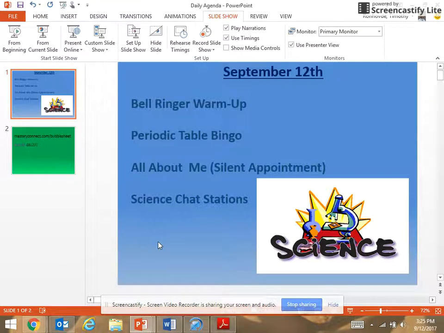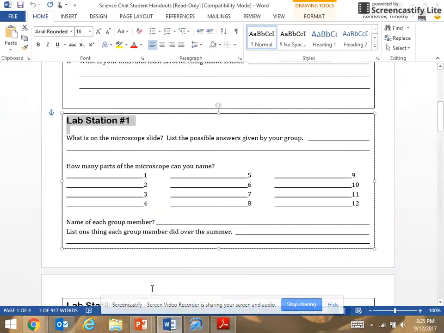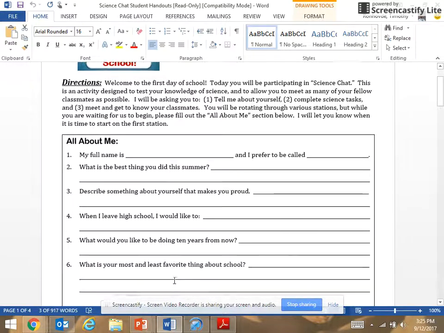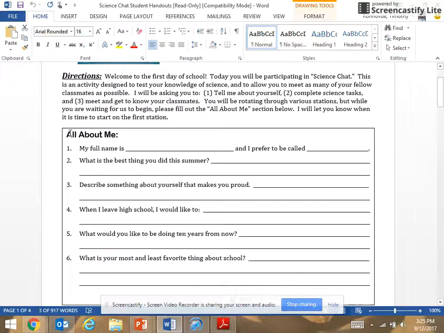Just giving you an overview of what we did on September 11th, A Day, and September 12th, B Day this week. So we started with the bell ringer warm up. You played a round of periodic table bingo just to review some stuff from last year. And then we started in on some science chat stations today in groups. And the stations were just a chance to get to know each other a little bit while doing some science.